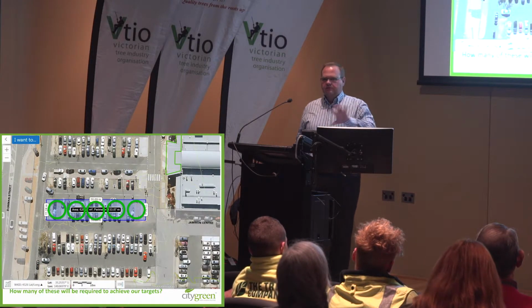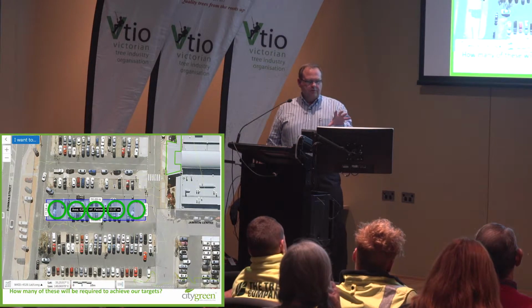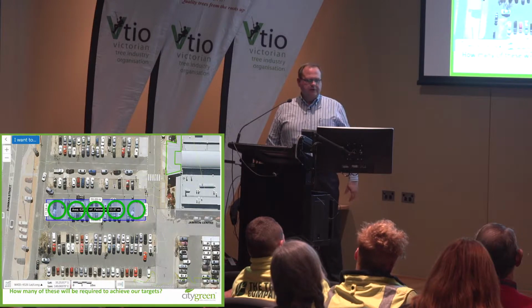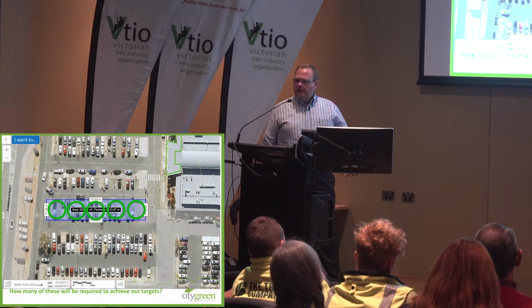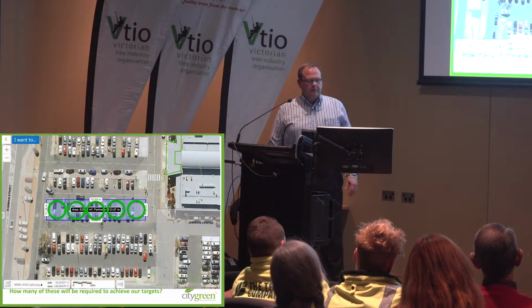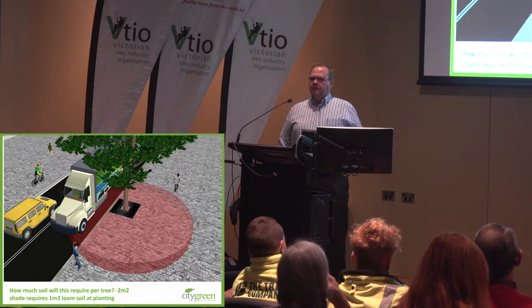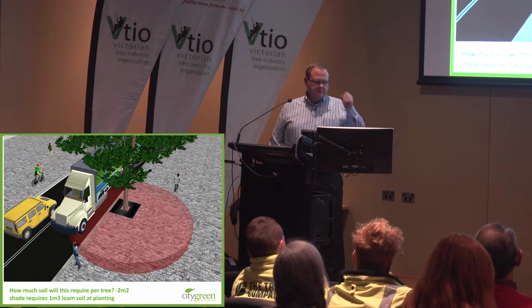Leave the tree species aside for the time being. Let's work first in the areas of shading that we want to provide, and then how many will be needed. And then from there, we'll back calculate the soil volume that we need.